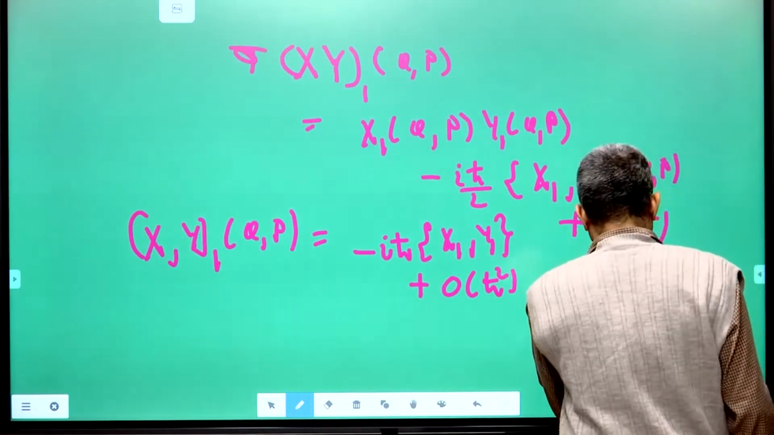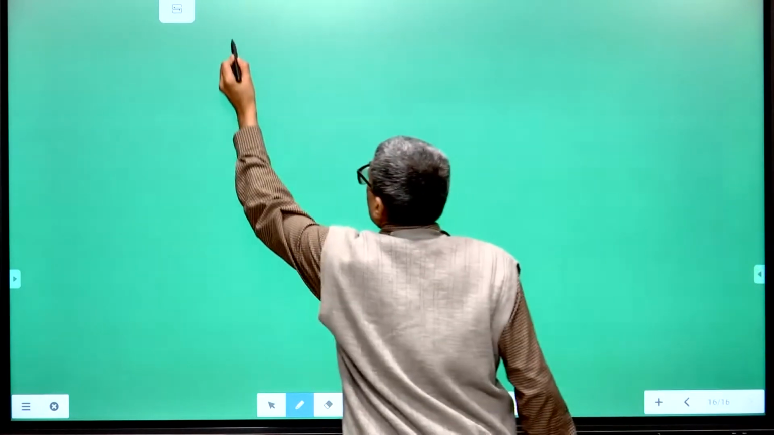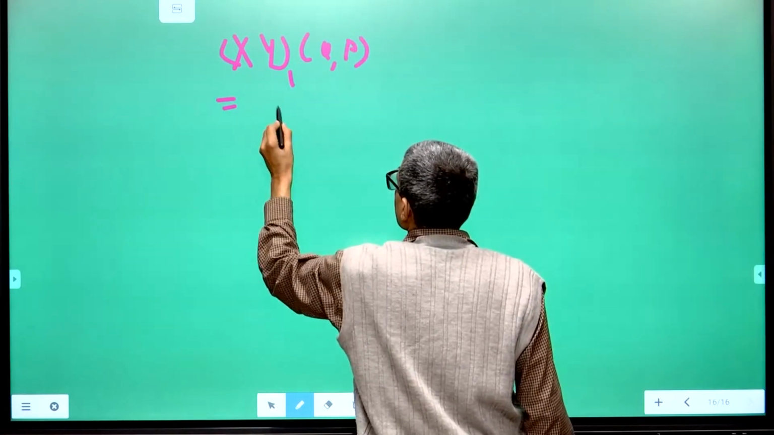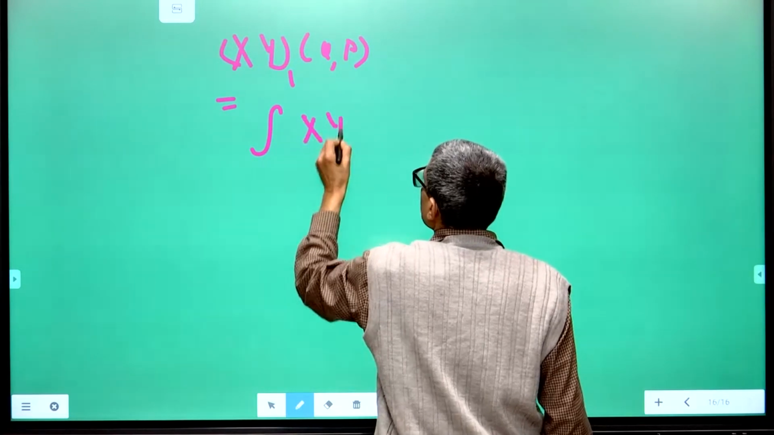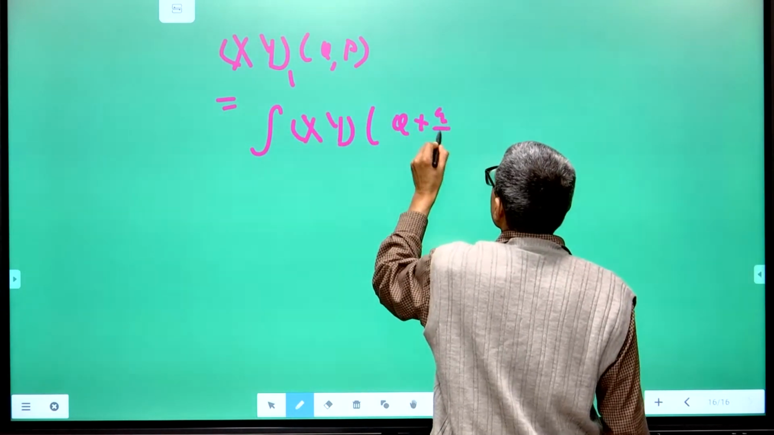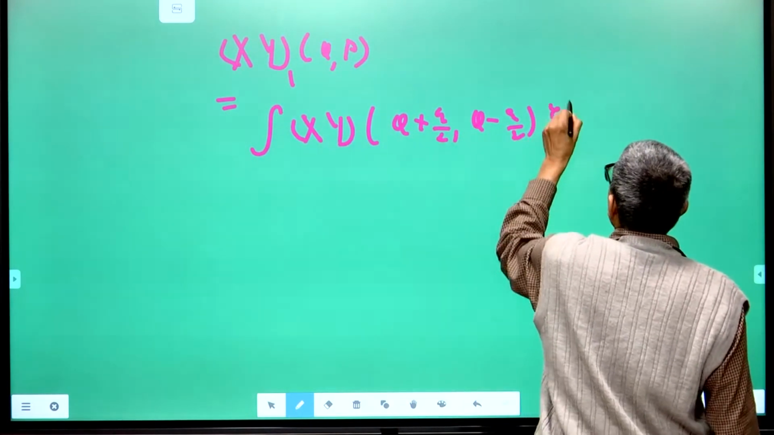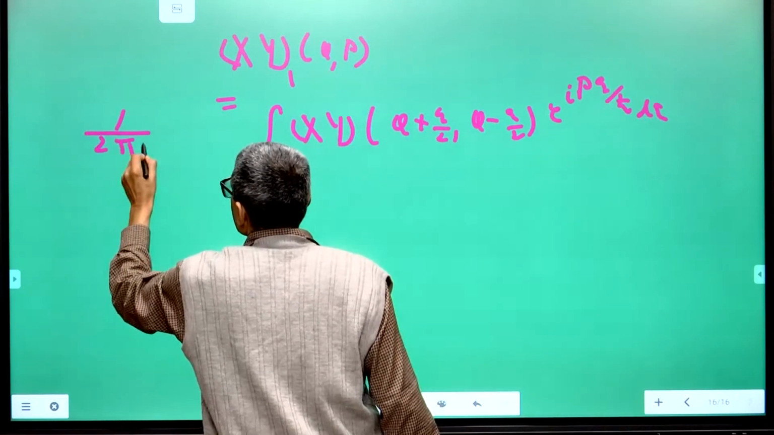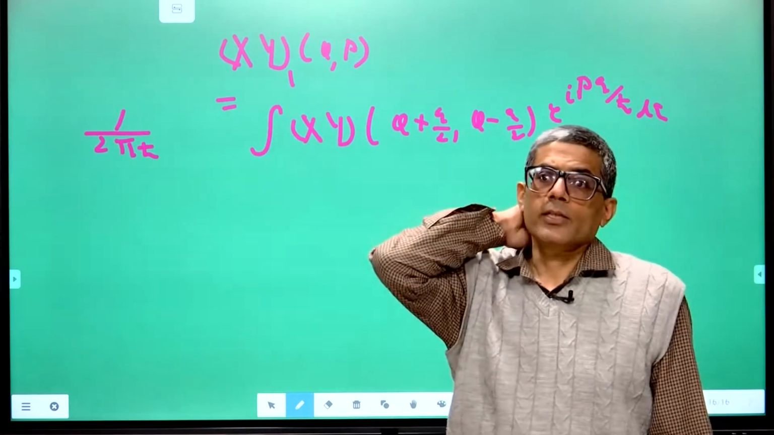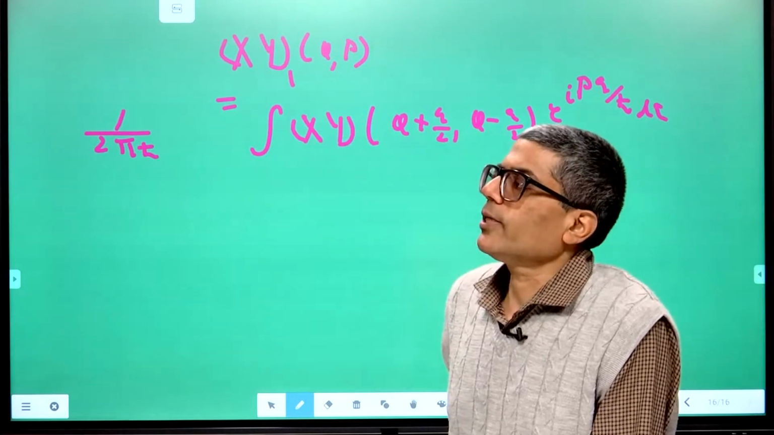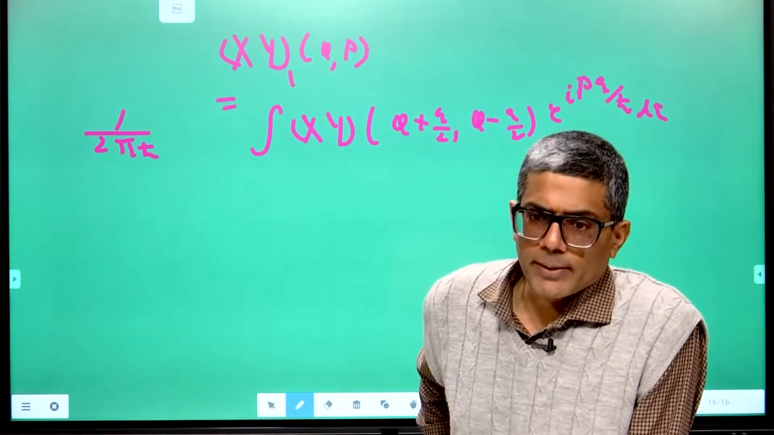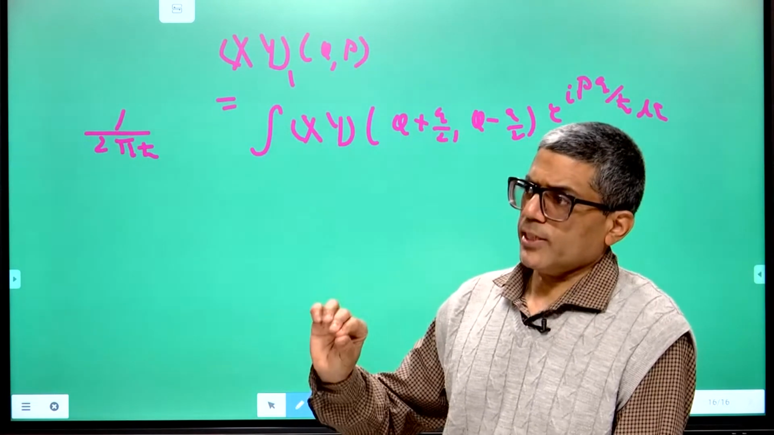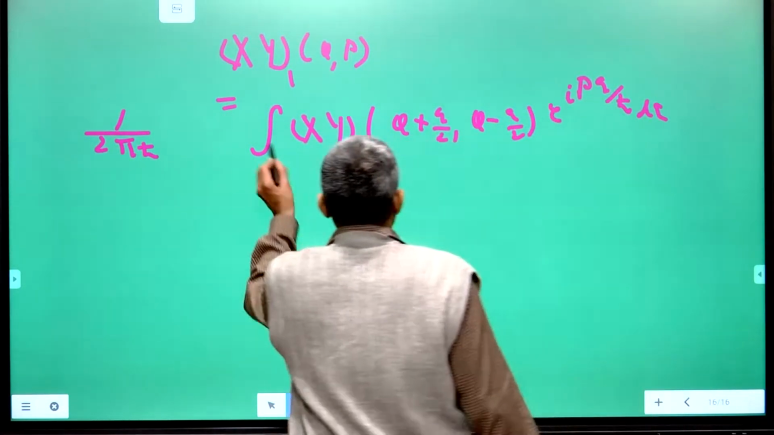The proof of this statement is not very difficult, it is simply a manipulation of certain integrals. So if you look at (xy)_1 at (q,p), this is nothing but the integral of xy at (q + q'/2, q - q'/2) e to the power ipq'/h dq', multiplied, of course, by a constant c which is 1 upon 2 pi h, as we just saw. That is to get agreement with the fact that if you integrate the Wigner-Ville density over all momenta, then you get the probability density of the position. If you integrate it over all positions, then you get the probability density of the momentum. So let us see how to simplify this further.